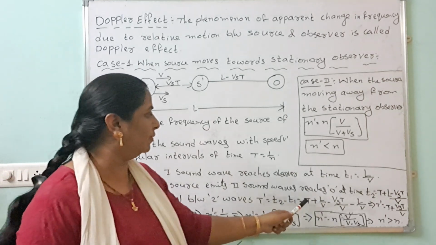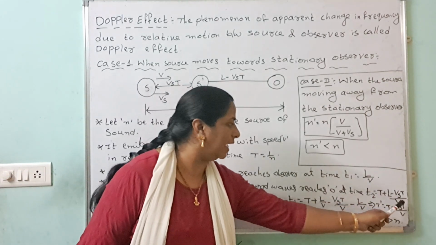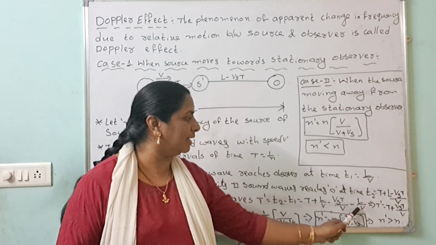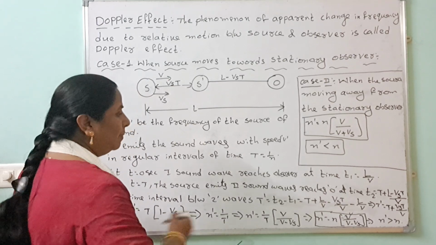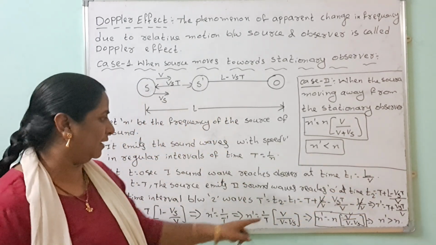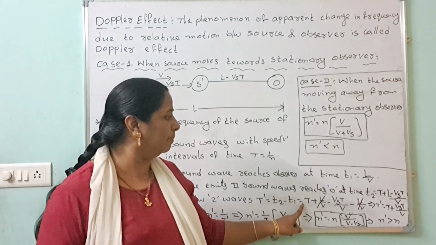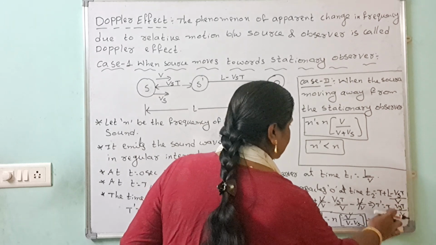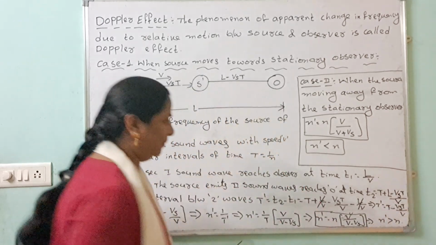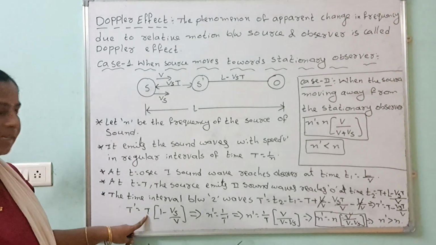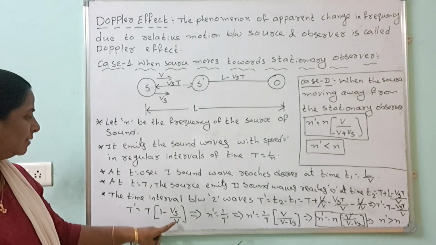This is T2, T plus, I split that L by V minus Vs T by V, minus T1, which is L by V. Here L by V will cancel together. So T dash equals T minus Vs into T by V. After that, T is common. Taking T common, we get 1 minus Vs by V.